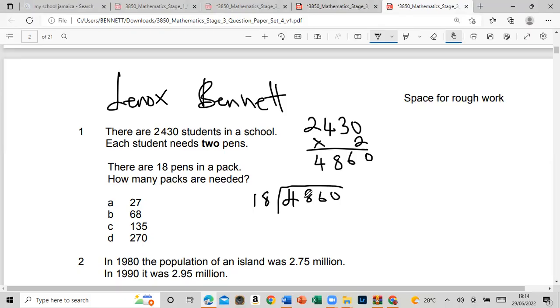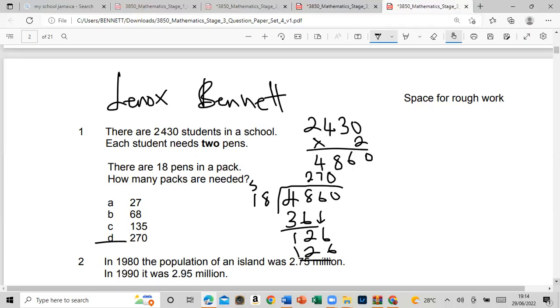So 18 into 48 goes 2 times. 2 times 8 is 16, 2 times 1 is 2, so you get 36. Subtract, you get 12, and bring down the 6. 18 into 126 goes 7 times. 7 times 8 is 56, carry on the 0. So by now you guys have realized that it is 270.